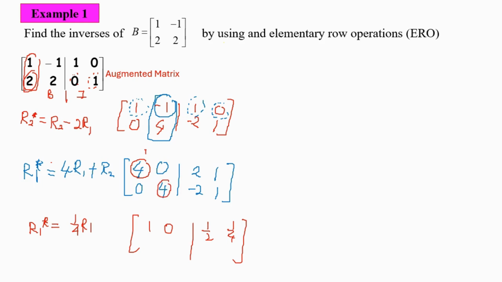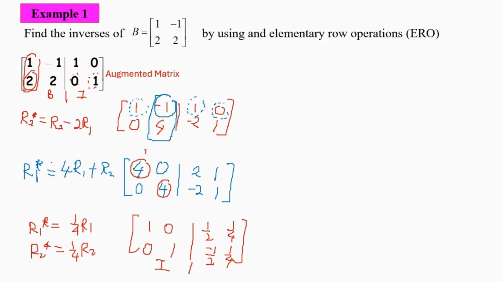So I may have my row 2. The new row 2, I multiply with 1 over 4 row 2. So I may have my 0 multiplied by 1 over 4, you get 0. 1 over 4 times 4, you get 1. So this one, negative 2 times 1 over 4, you get negative 1 over 2. And 1 times 1 over 4, you have 1 over 4. Okay, finally, you get our identity.